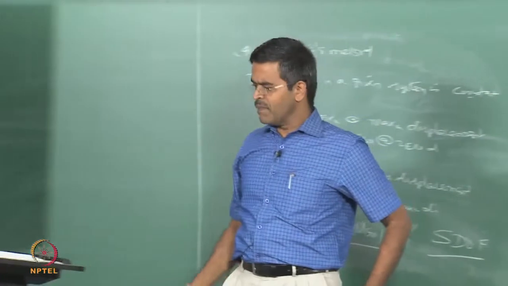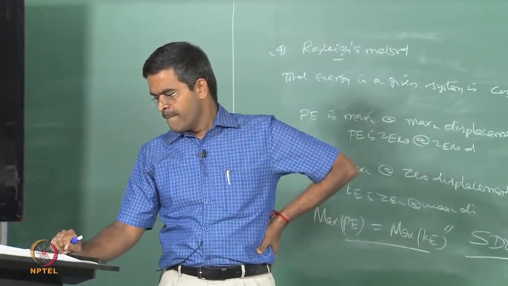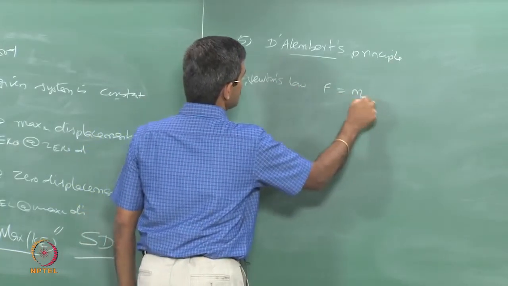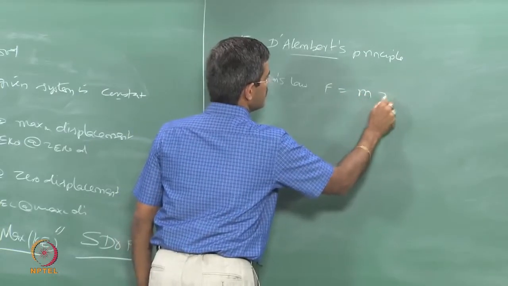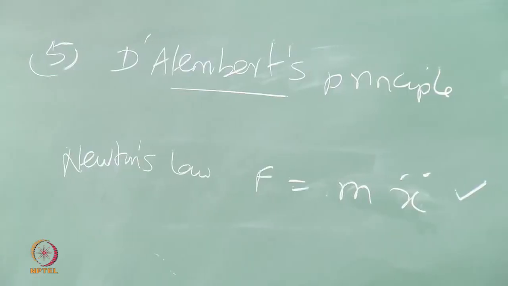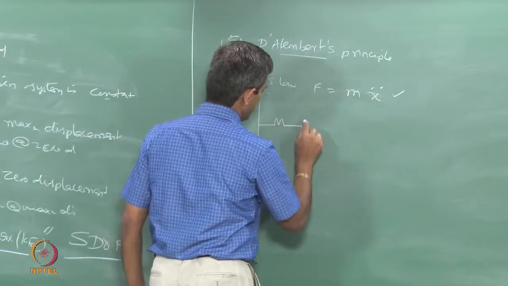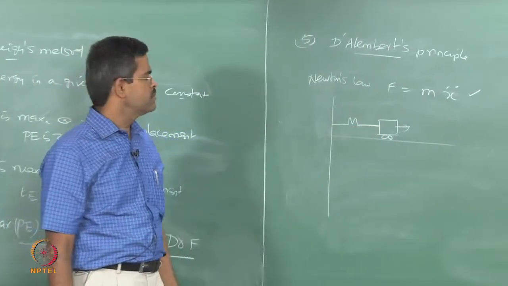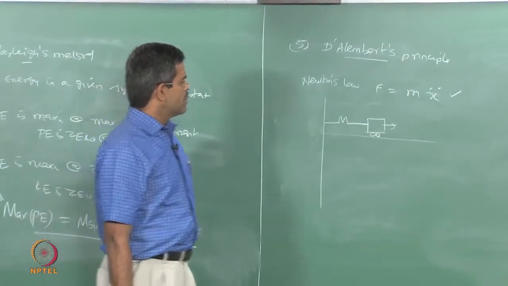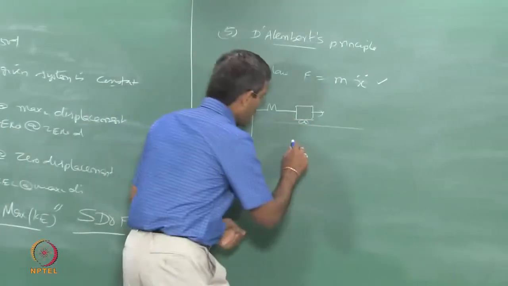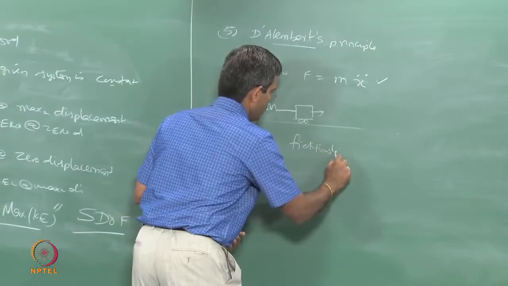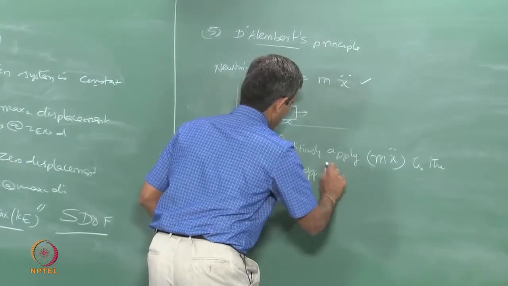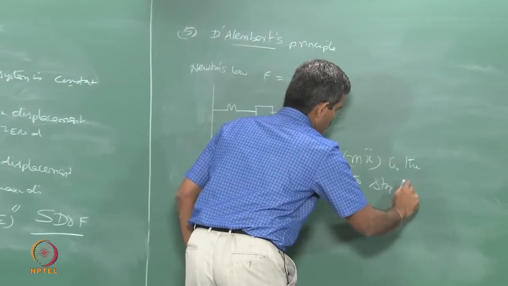It is a principle given by a scientist by name D'Alembert. We all know that Newton's law states that force is mass into acceleration. We all know this. When a spring mass system is made to move in a direction from left to right by a force, to stop the displacement of this body you can fictitiously apply m x double dot in the opposite direction to stop the motion of the body.